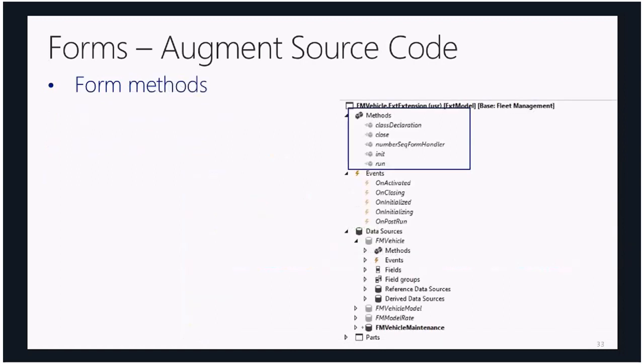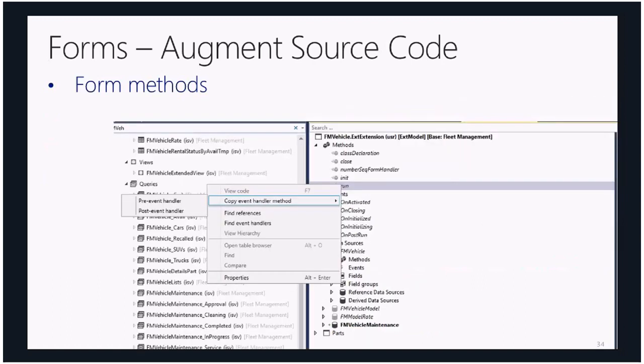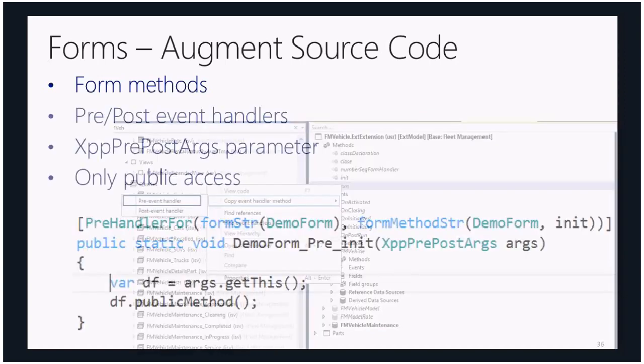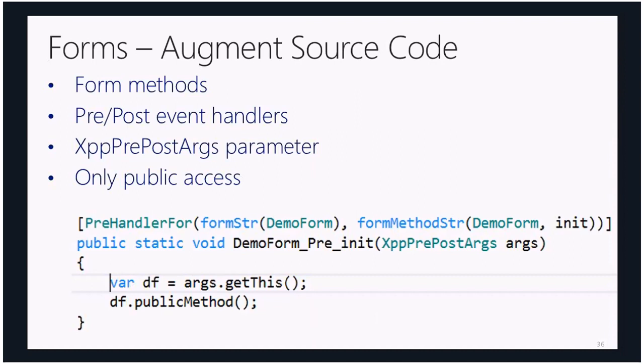Another option you have, depending on the methods that are exposed on the form base class, is to augment the form methods themselves. One way to do this is to right-click a method and select the pre or post event handler option. This will do something very similar to what we saw previously, copying a boilerplate version of the method handler to the clipboard. This code can then be pasted into an event handler class.